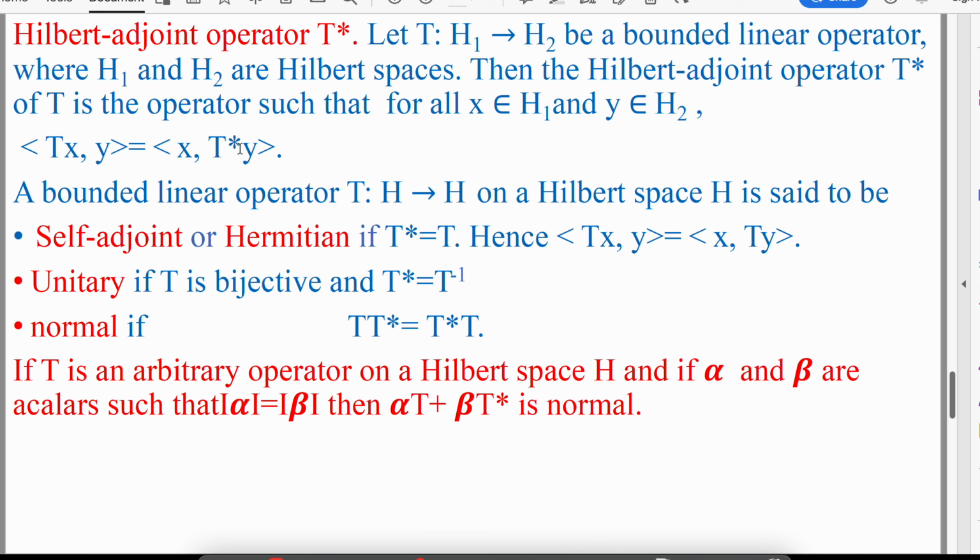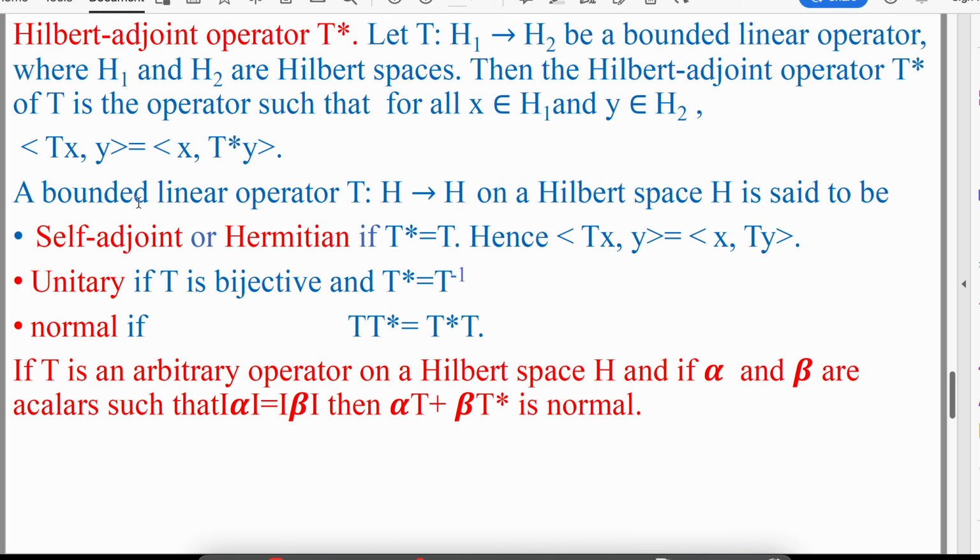T star is the Hilbert adjoint operator of T. A bounded linear operator T from H to itself on a Hilbert space H is said to be self-adjoint if T star equals T. If we write T star equal to T here, then we get the inner product of Tx with y is the same as the inner product of x with Ty.